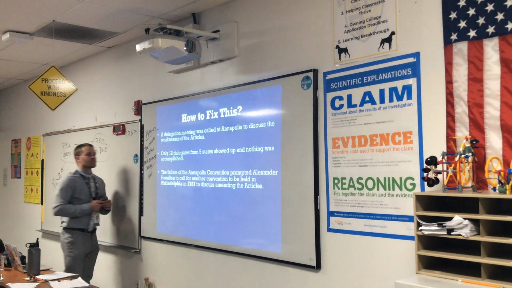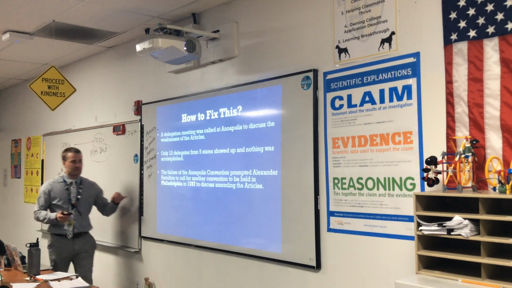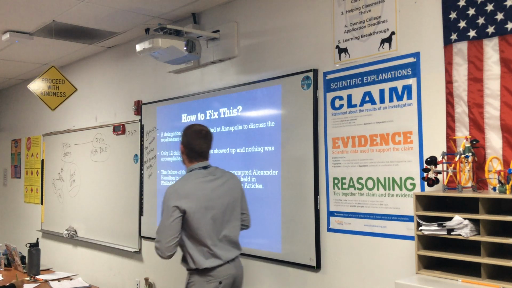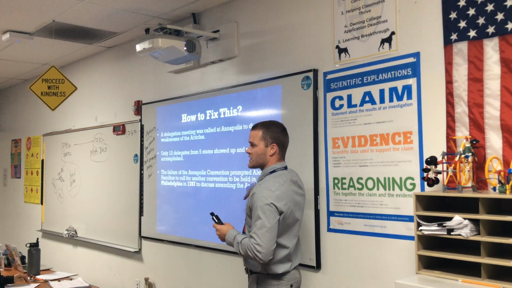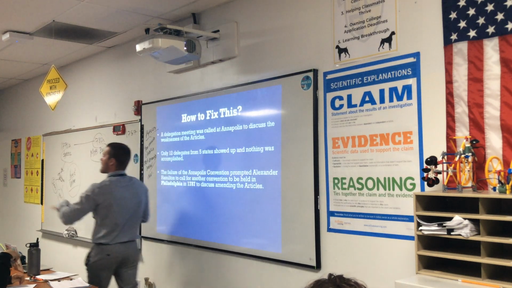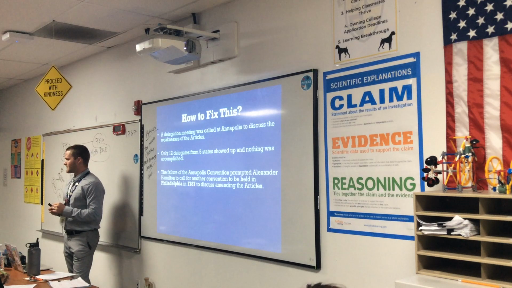The failure of the Annapolis Convention causes Alexander Hamilton, an important name that you'll read a lot about on Thursday, to call for another convention, to have another meeting in Philadelphia the next year, where they're going to talk about big picture stuff, like revising or amending the Articles of Confederation.